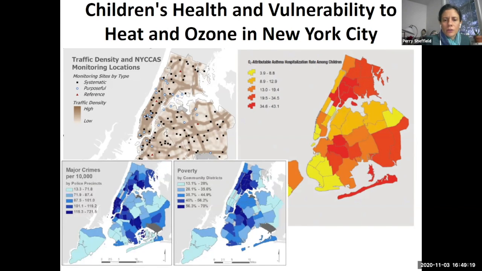And then it's interesting to look at and start to crosswalk this. Some of the work that we're doing is trying to better understand the relationship between social stressors, depicted here as major crimes per 10,000 on the left, blue shaded map, and poverty by community districts on the right. And you can see that there's certainly some parallels between the asthma hospitalization burden and these social stressors.